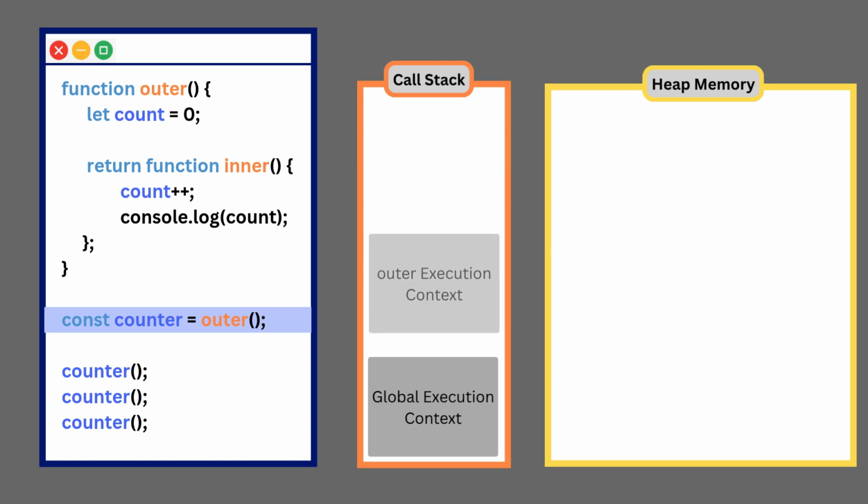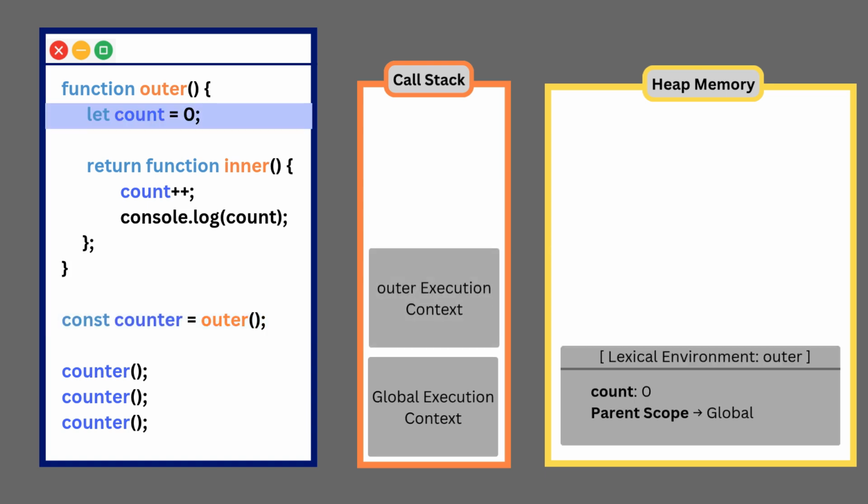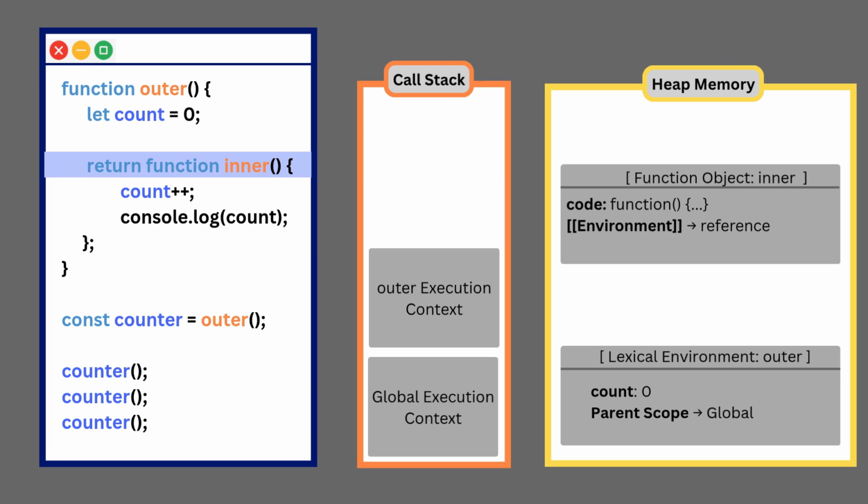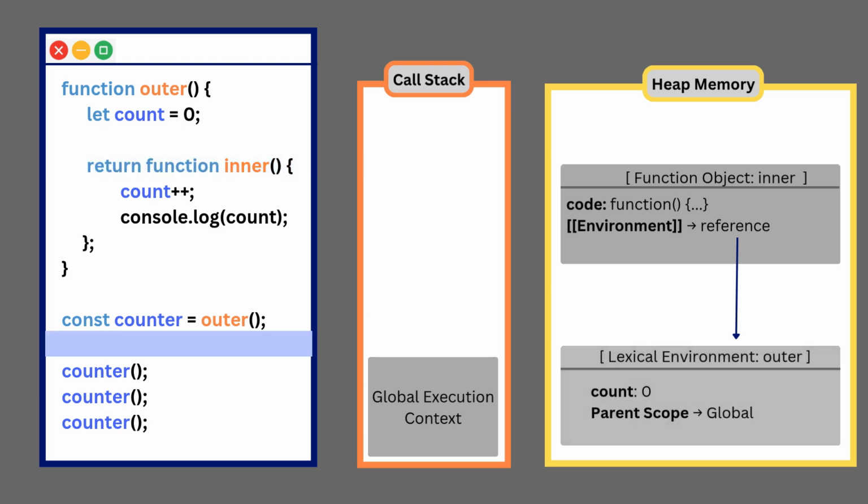First, outer is pushed onto the call stack. Memory is allocated, and count is stored. Then the inner function is created. And here's the key detail. The inner function is linked to the memory of outer. Next, outer finishes execution, and is removed from the call stack.